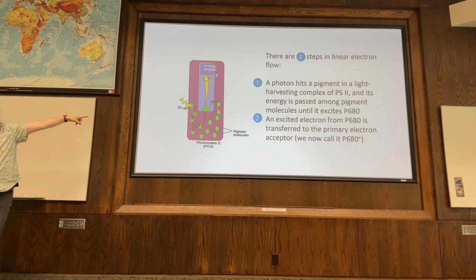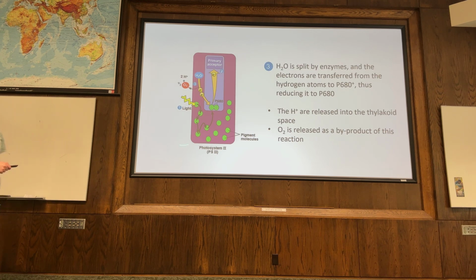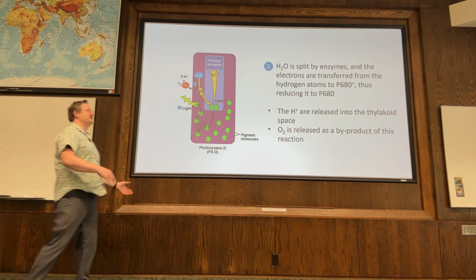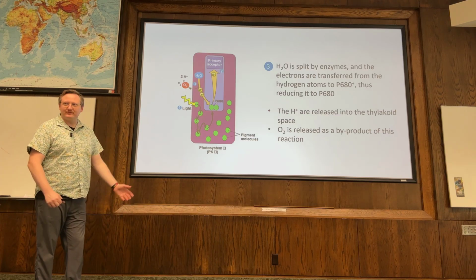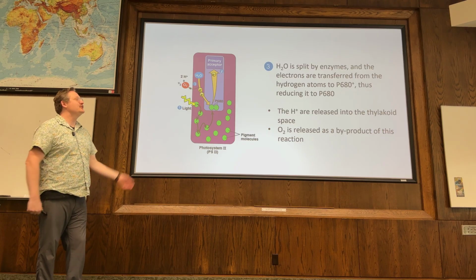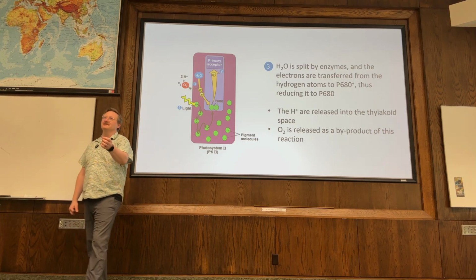Now, in order to regenerate P680, you're going to take electrons off of water. So P680 plus is going to strip electrons off of water. That's going to reduce it back to P680. The hydrogen ions, the protons, get released into the thylakoid space. Okay?